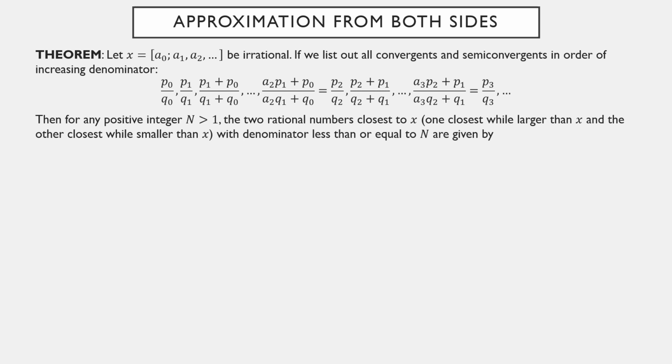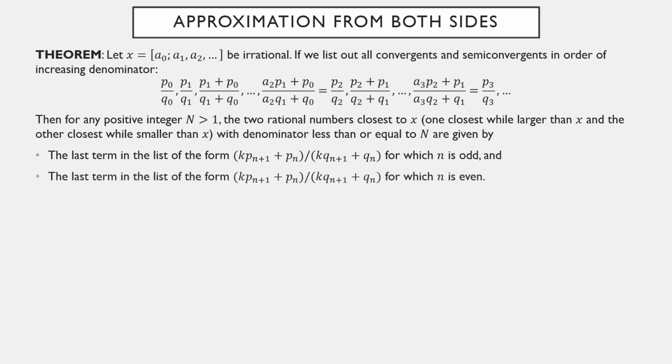Okay, here's our main result. For any positive integer n other than 1, the two rational numbers that are closest to x, one of them being closest to x while bigger than it, and the other being closest while smaller, which is slightly different than saying the two rational numbers closest to x. Specifically, the one rational number closest and bigger and the one rational number closest and smaller. The way you find them is to look in this list, find the last term you can, so that the smaller index being used is odd, and find the last term you can where the smaller index being used is even.